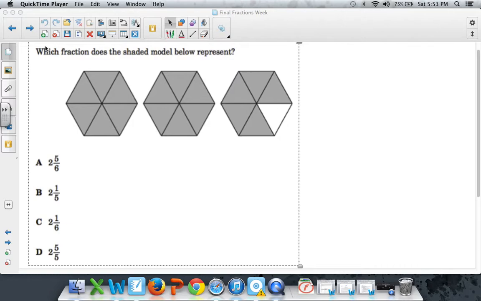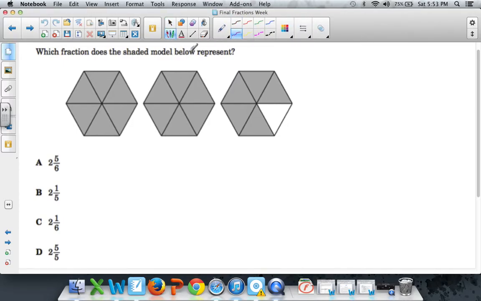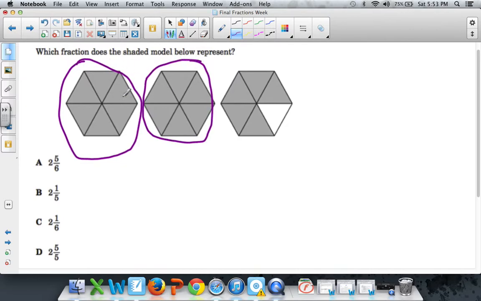Which fraction does the shaded model below represent? Well, hopefully you see that when all of the parts of a model are shaded, that's one whole. So there's one whole, there's another whole. One whole plus one whole equals two wholes. And if you count this, 1, 2, 3, 4, 5, 5 shaded, but that's out of 6 total. 2 and 5/6. That'll get you A. A! Let's move on.